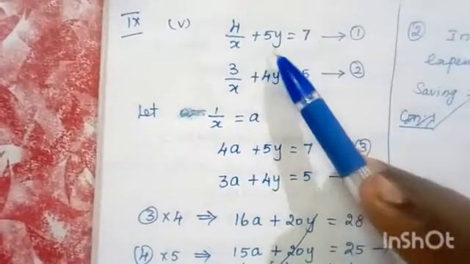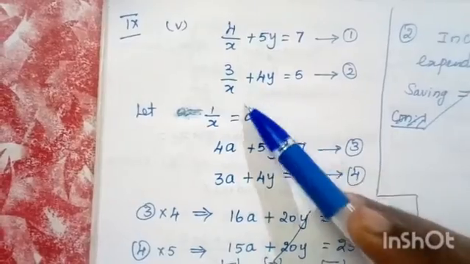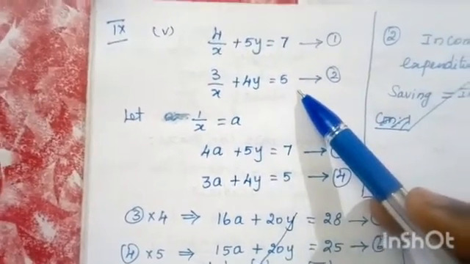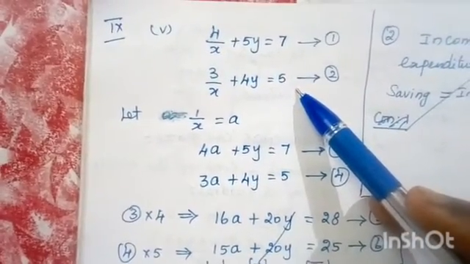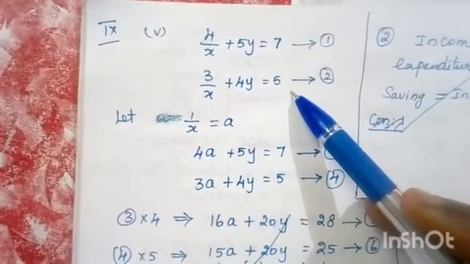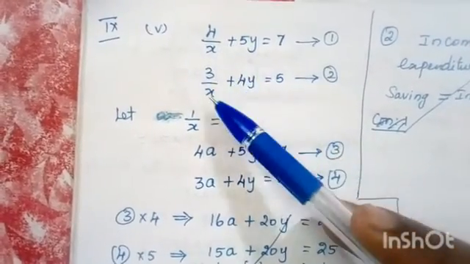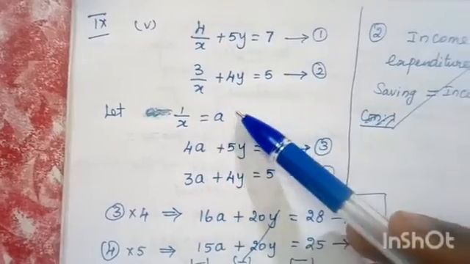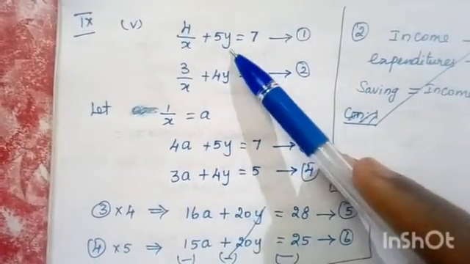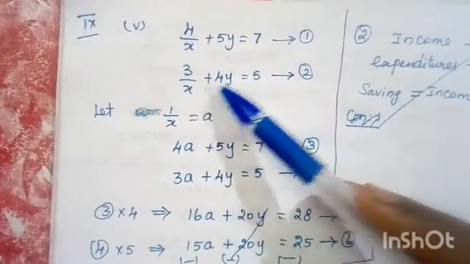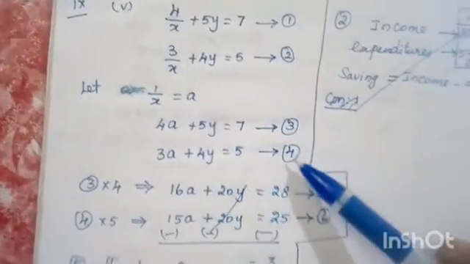Next, fifth problem: 4 by x plus 5y equal to 7, 3 by x plus 4y equal to 5. In the previous problem, both the terms had a fraction. Here only one term has a fraction. So let 1 by x is equal to a. So this is 4a plus 5y equal to 7, 3a plus 4y equal to 5. It is 3, it is 4.